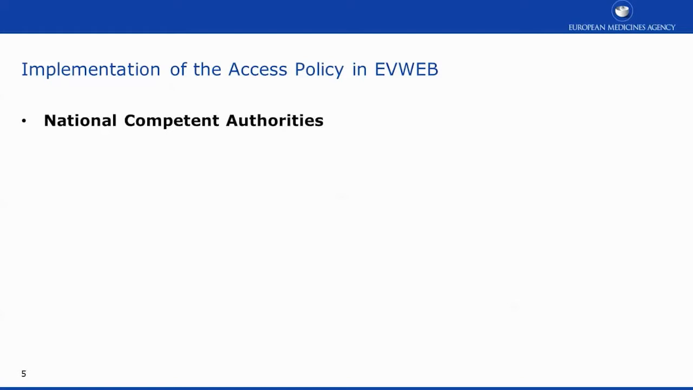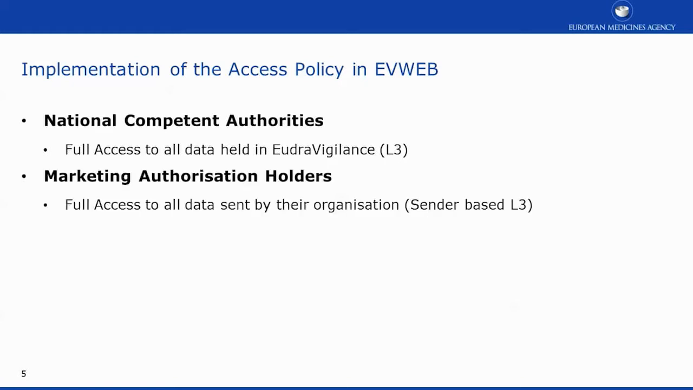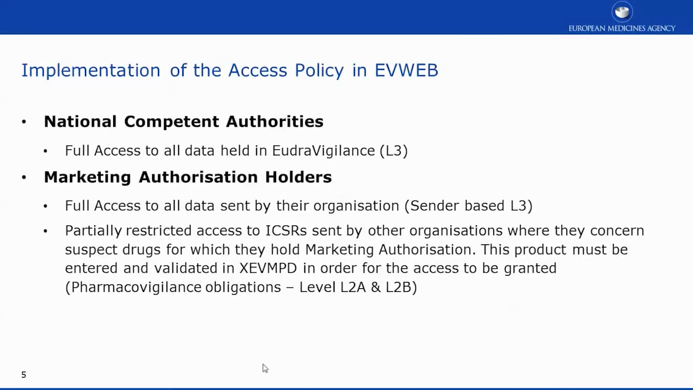The implementation of the access policy for national competent authorities allows them full access to the data held within EudraVigilance. This is also called Level 3 access. Marketing authorization holders have full access to all the data sent by that organization, and this is called sender-based access, also known as Level 3 access.